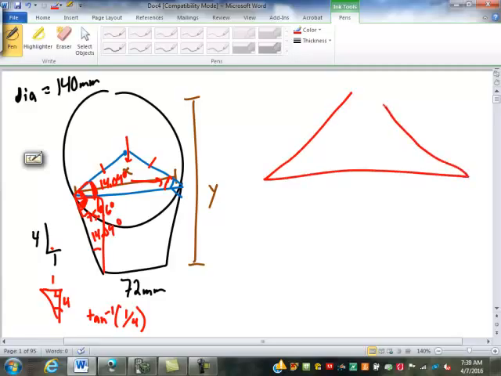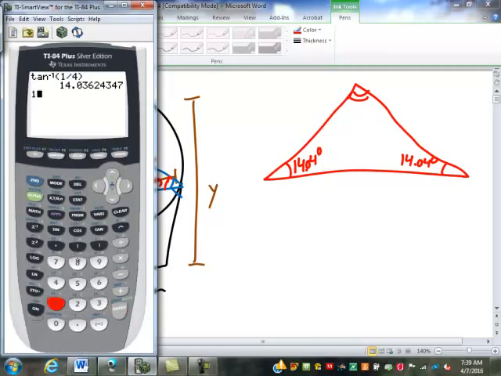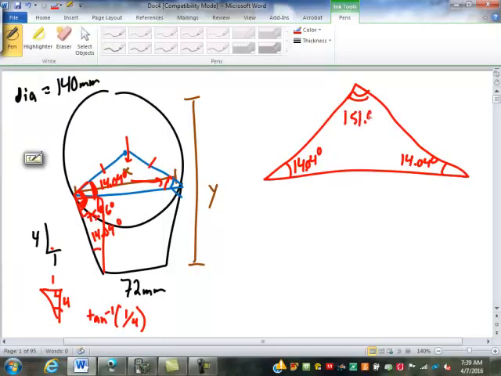So what we have here is 14.04 degrees, 14.04 degrees. This one then of course is 180 minus 14.04 times 2, so 151.92 degrees. Correct?